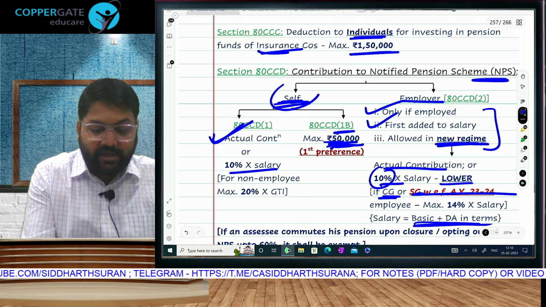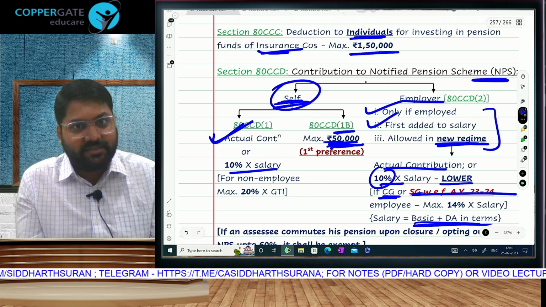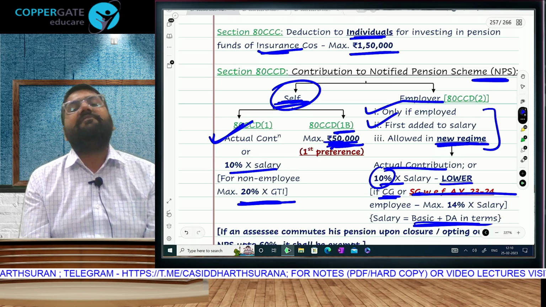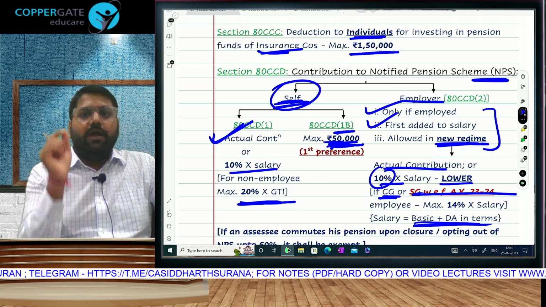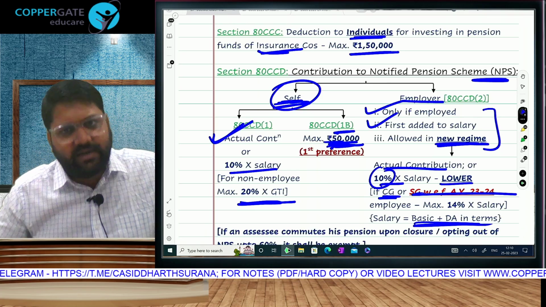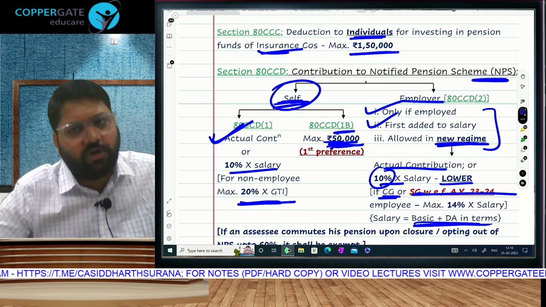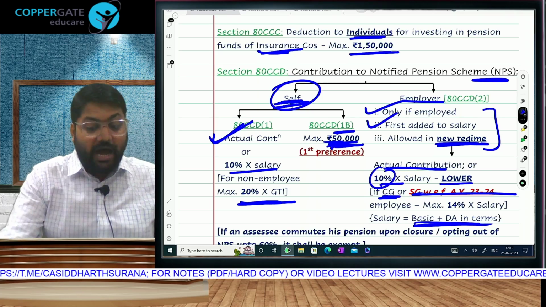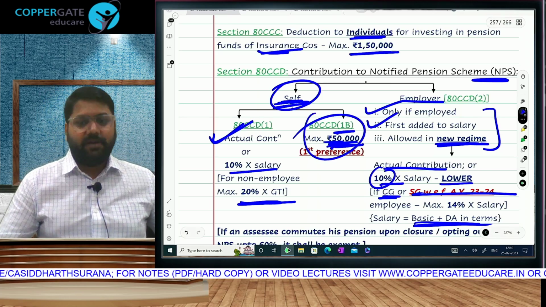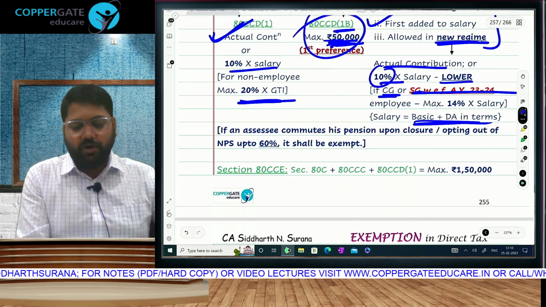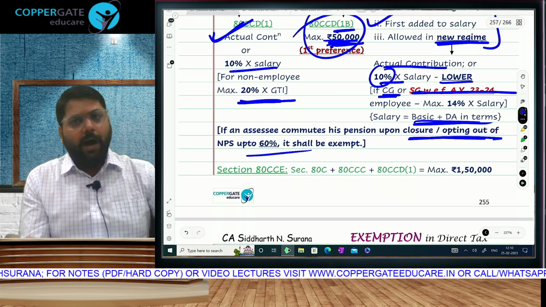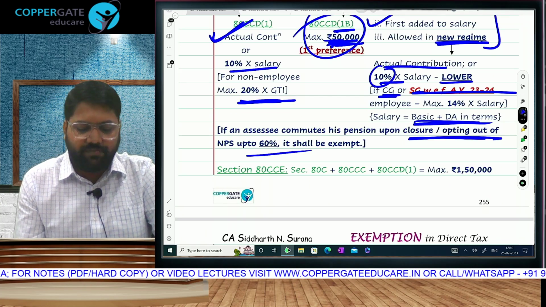But these people can be non-employees also. It can be business income, say, contributed. So for that we will take 20% of GTI. Actual contribution or 10% of salary, whichever is lower, or actual contribution or 20% of GTI, whichever is lower, after keeping 50,000 separate for this. And if you commute your pension for opting out of the scheme, up to 60% of that lump sum received is going to be exempt.